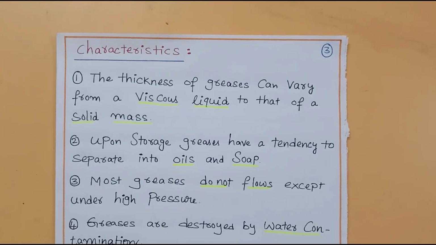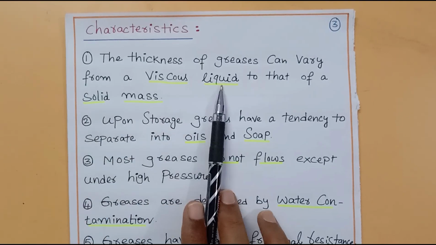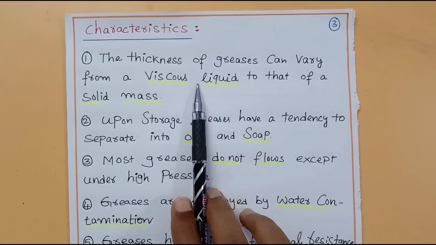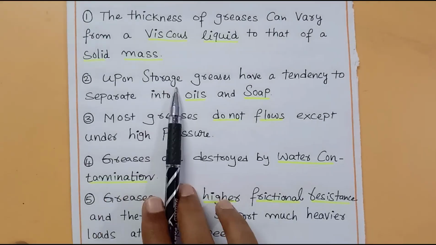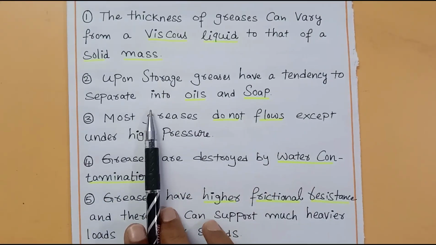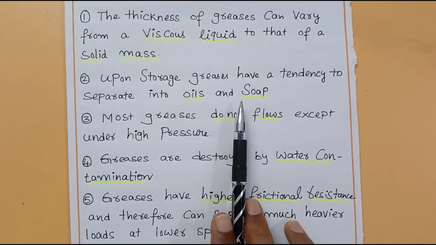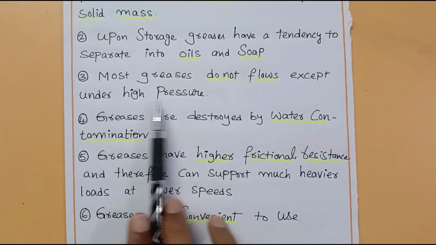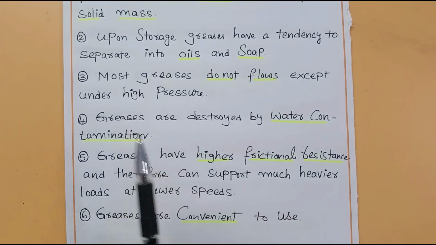And then let us see the characteristics of greases. The thickness of greases can vary from a viscous liquid to that of a solid mass. So in some cases they feel like a viscous liquid, and in other cases they appear as a solid mass. Then upon storage, greases have a tendency to separate into oils and soap. If you store greases for a longer time, they may break into oils and soaps. Then most greases do not flow except under high pressure. So greases do not flow like petroleum oils, but greases may flow if high pressure is applied.